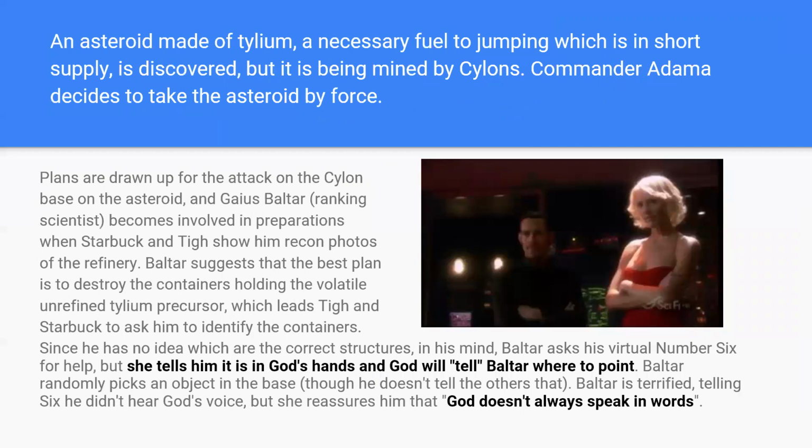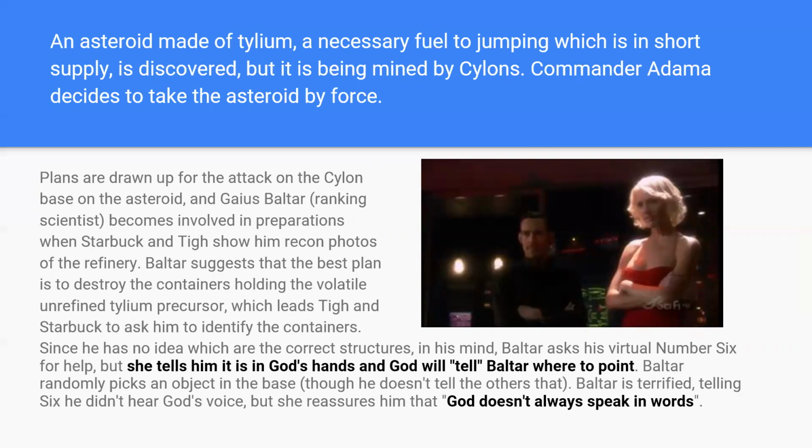By the grace of God, an asteroid made of Tilium, which is this fuel that's necessary to the jump, is discovered by the Raptors. Unfortunately, the Tilium is already being mined by Cylons. Commander Adama of the Battlestar Galactica decides to take the asteroid by force. Plans are drawn up for the attack on the Cylon base on the asteroid, and Gaius Baltar, that ranking scientist aboard the Galactica, becomes involved in the preparations for the attack when Starbuck and Colonel Ty show him reconnaissance photos of the Tilium refinery on the asteroid.